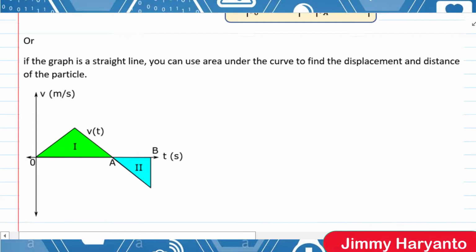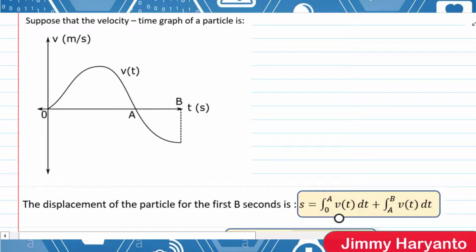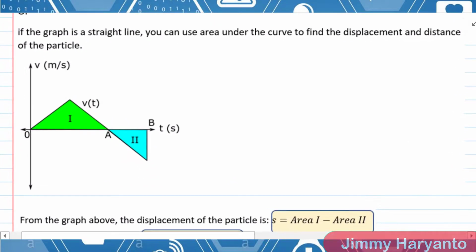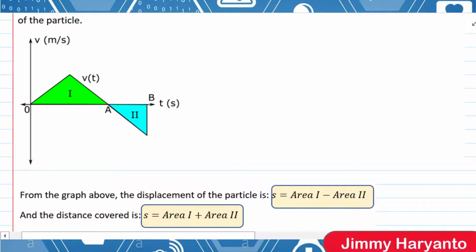Okay, and as I said before, the displacement and the distance depend on the area of the curve, right? So if your curve is a straight line like this, you can find the area easily using the shapes in the graph. For the first area, it's a triangle, and the second area is also a triangle. We can find the area easily using half times base times height, right? So we don't have to use integration anymore for a simple question like this.